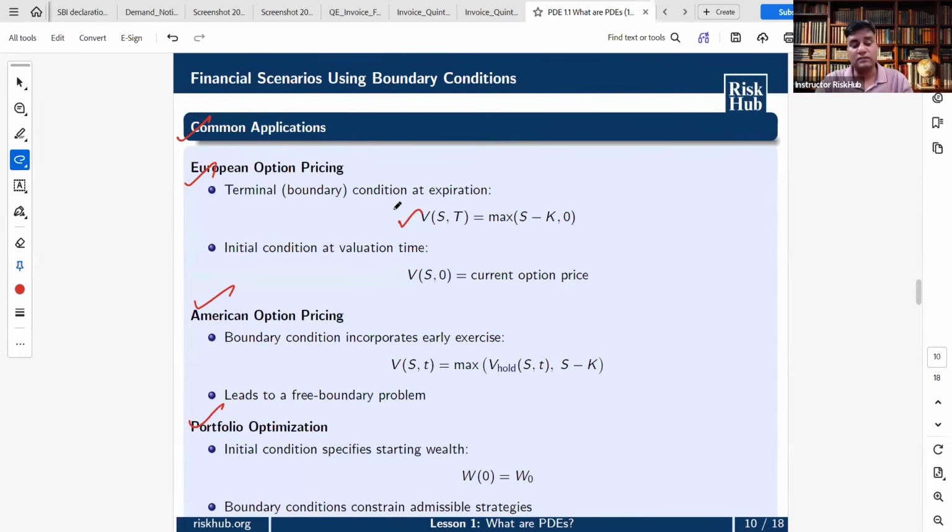For an American put, there is some critical stock price level below which exercise becomes optimal. That is a unique kind of distinction which we have in your American put. That boundary moves over time.